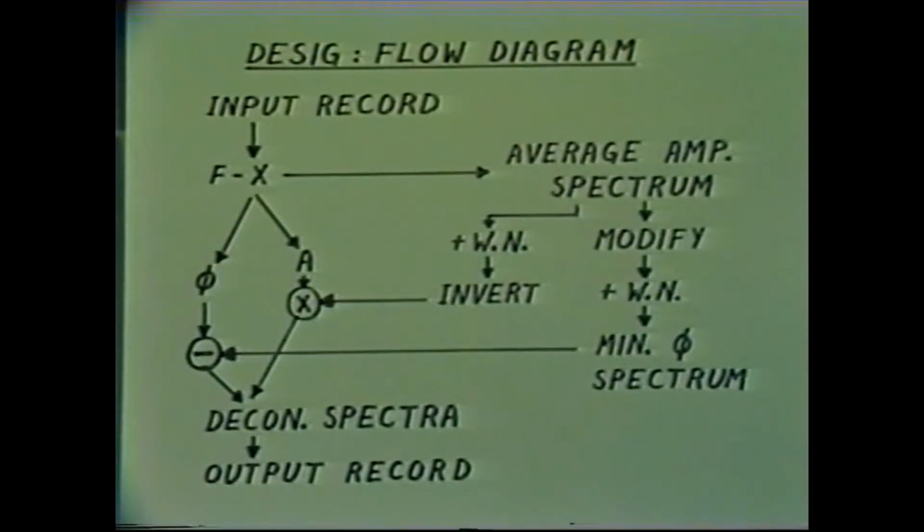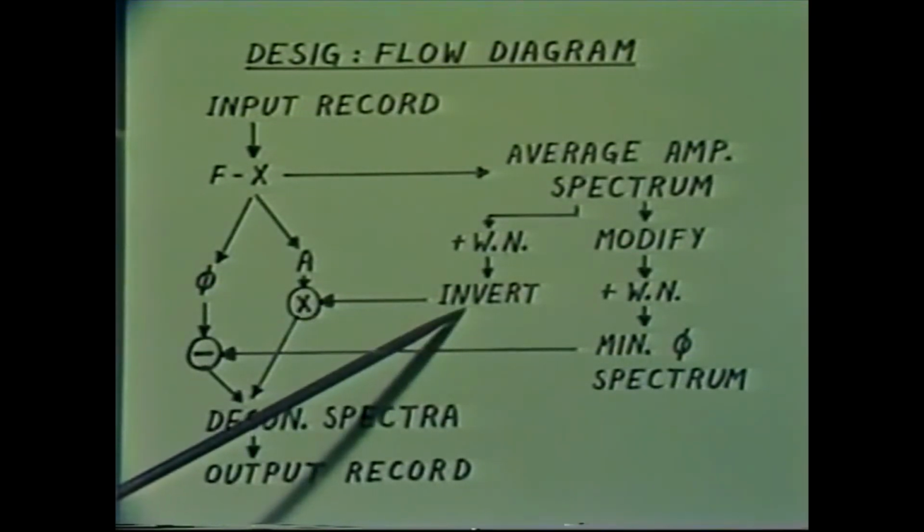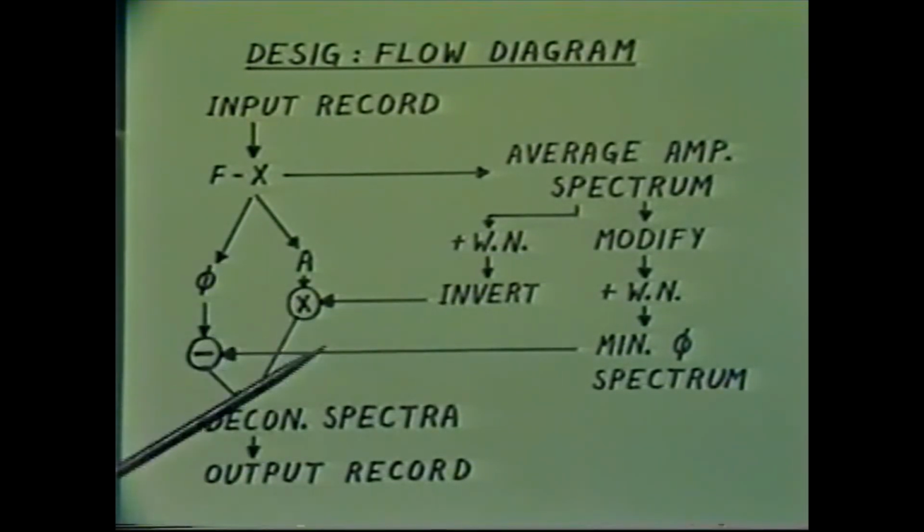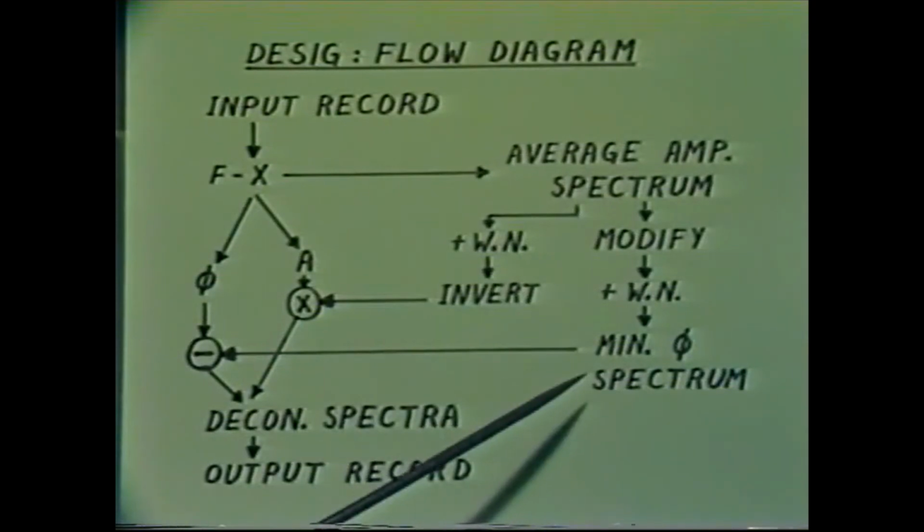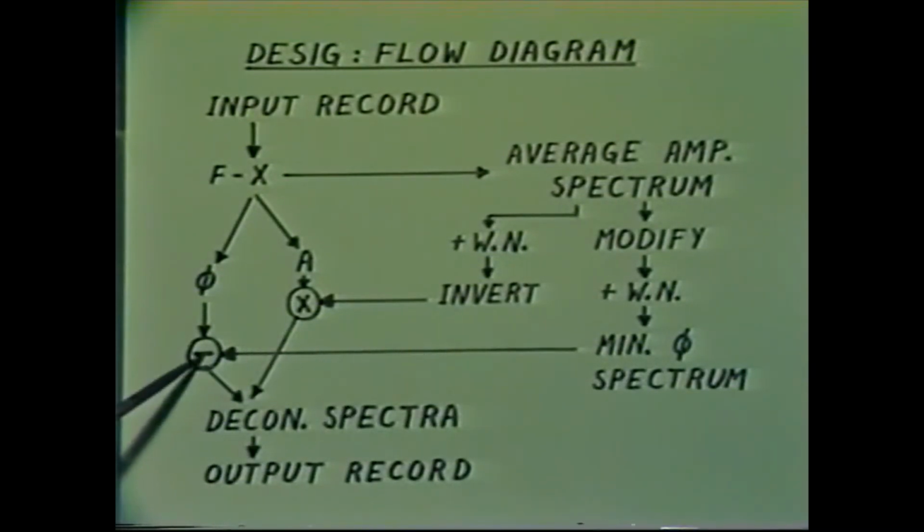That filter is applied to the data in the frequency domain, which means that we multiply the amplitude spectrum of each individual trace by the amplitude spectrum of the designature filter. And we subtract the phase spectrum of the designature filter from the phase spectrum of each individual trace.